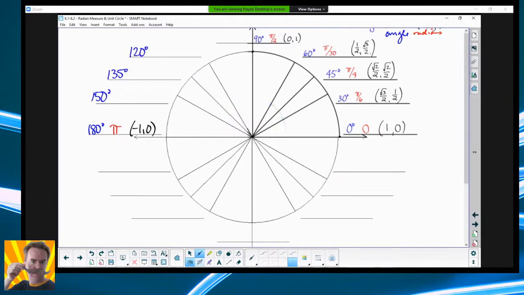Now, in terms of the radians, you could go 150 times pi over 180 and get 5 pi over 6. That's fine. You could also think of it as, since this arc length is going to match up with this arc length, this is pi over 6. What is pi minus pi over 6? Pi minus pi over 6 is going to be 5 pi over 6.